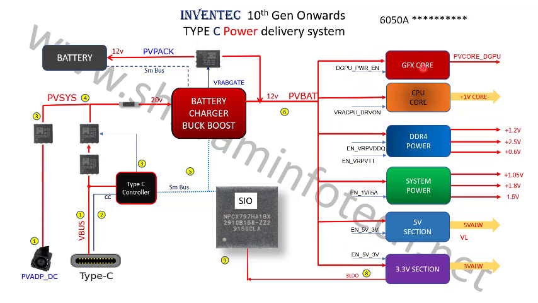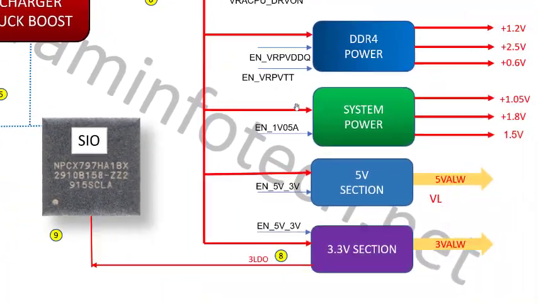That 12 volts passes to the different buck converters. Now these different buck converters, to turn on, require different enable signals. So once this 12 volts enters the different buck converters, first this 3.3 volt circuit will be turned on and generate a linear voltage. It's called the 3V LDO. This 3V LDO output from this 3.3 volt section goes to the SIO, and the SIO will be turned on.